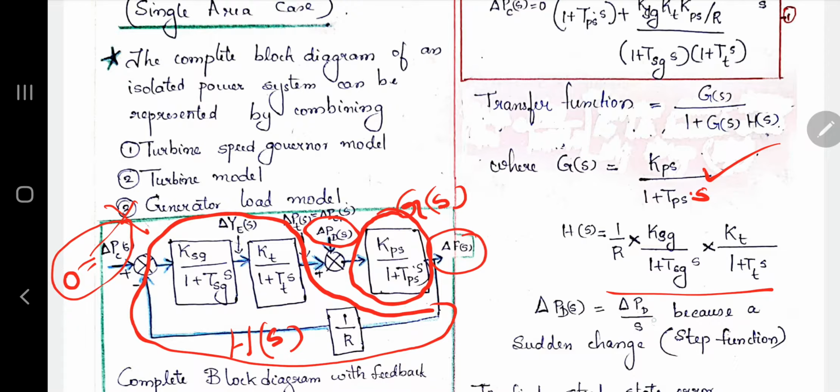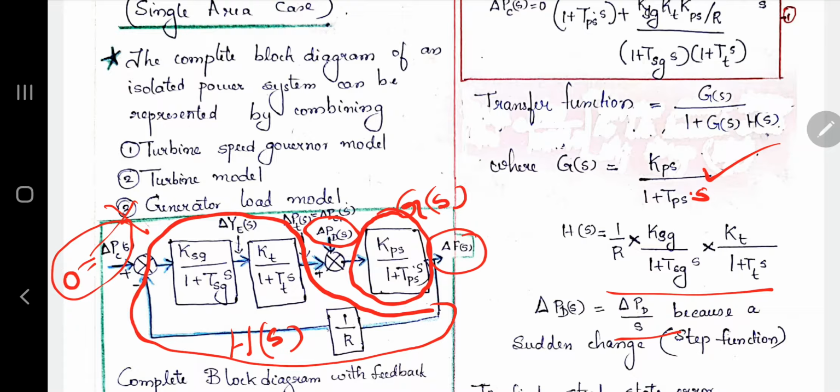Okay. Now, what about the input to the system, that is delta PD of s? This delta PD of s is the sudden change in the load demand. Sudden changes are normally represented as a step function. So, the value is delta PD divided by s.